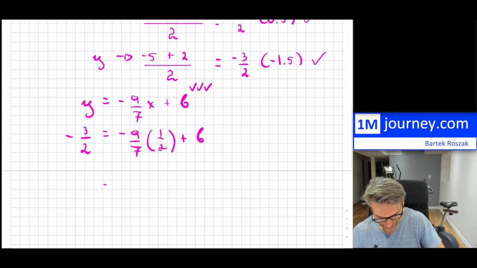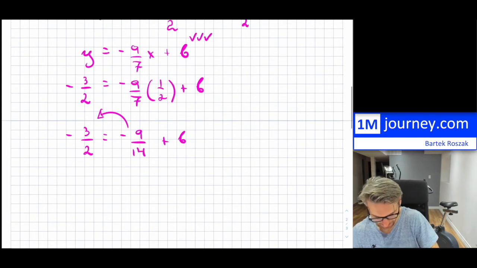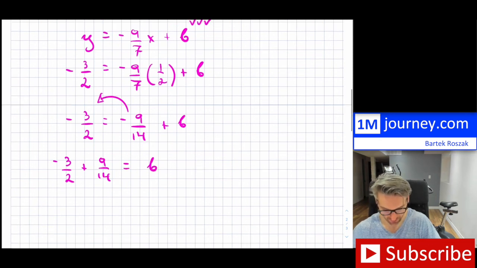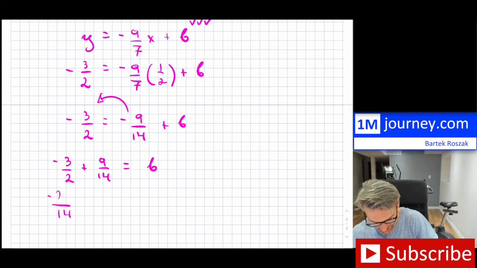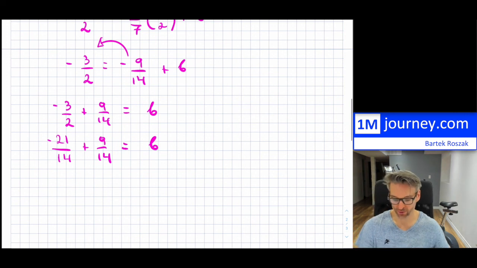So we have -3/2 equals -9/14 plus b. Let's bring this one over to the other side, so it's going to be -3/2 plus 9/14 is equal to b. You can find a common denominator between these two, which can be 14. So it's going to be -21 plus 9.